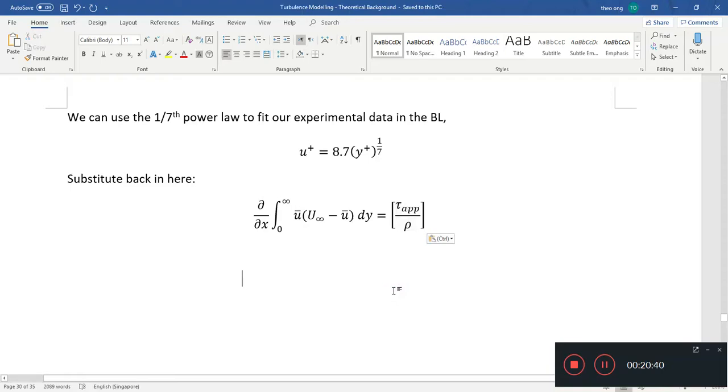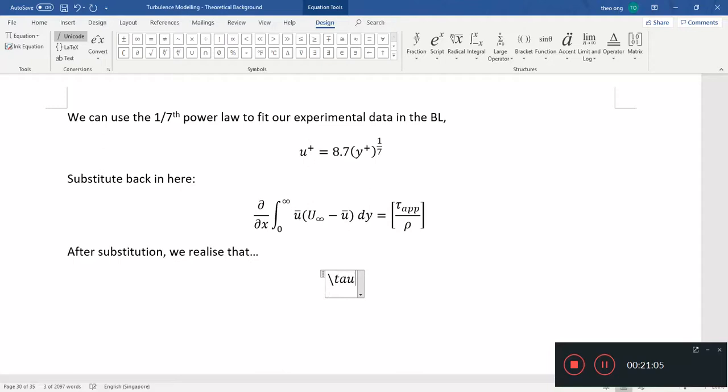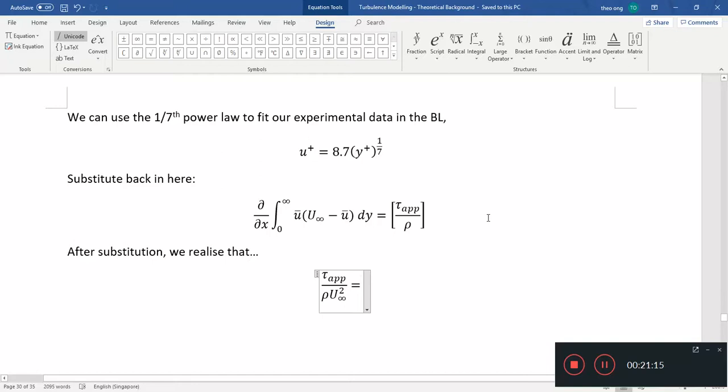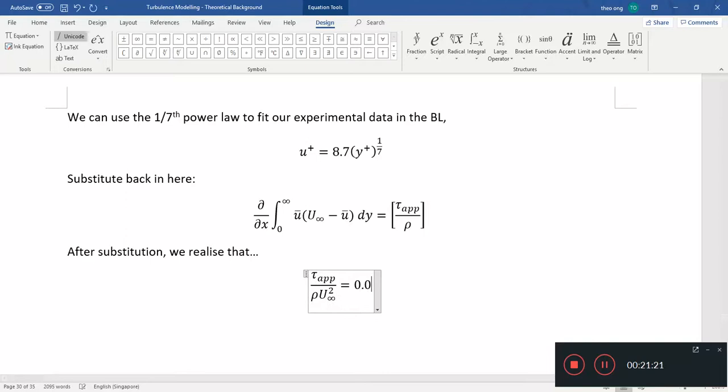Okay, so if we do everything right, and then do this non-dimensionalization, I'm going to skip a lot of steps. After substitution, we realize that, just bear with me, tau apparent over rho u infinity squared, which is something like the friction coefficient, equals 0.0225 times u infinity delta divided by nu, to the power of minus 1 over 4.